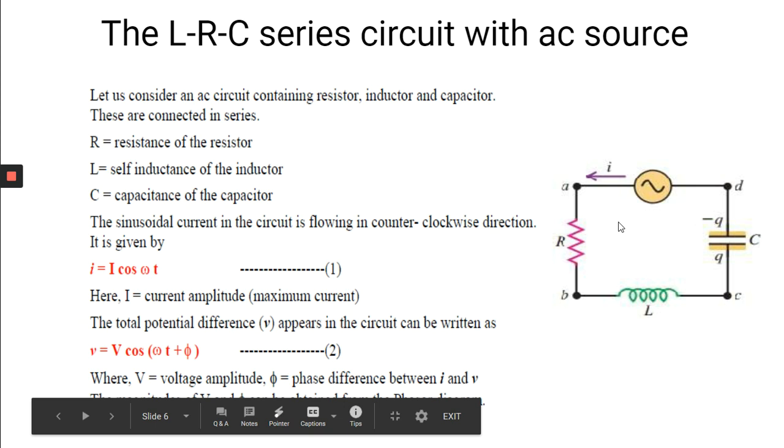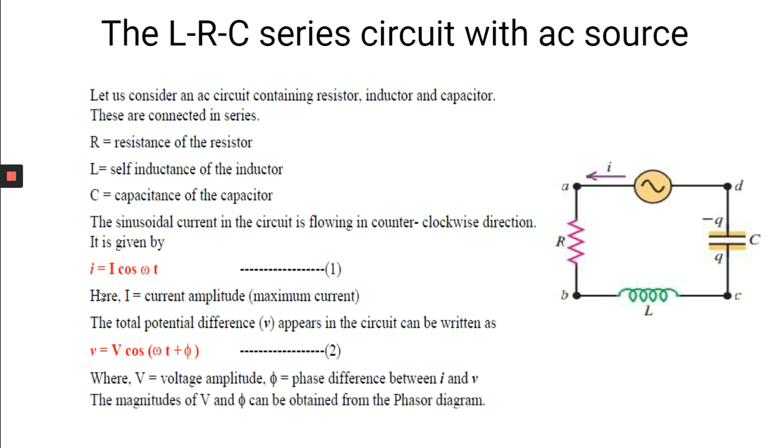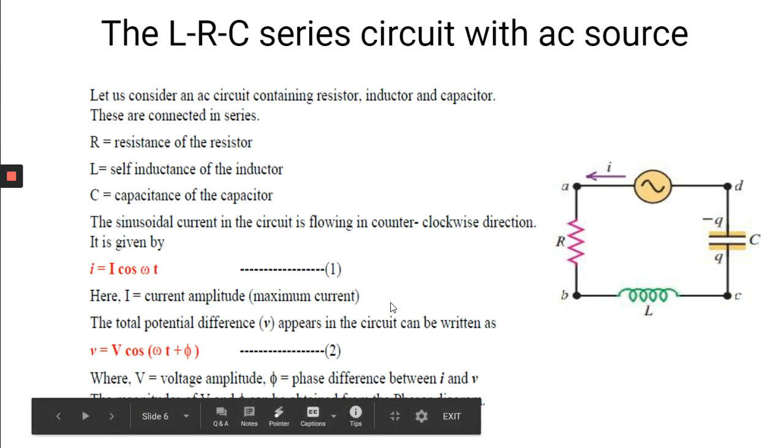And how can you represent I? Generally, you represent I as what? I cos omega t. Yeah, this is small i. This is your instantaneous current, that is the current at any instant of time t. And this capital I is the amplitude of the current, omega is the frequency. So i is I cos omega t. So I is the current amplitude.